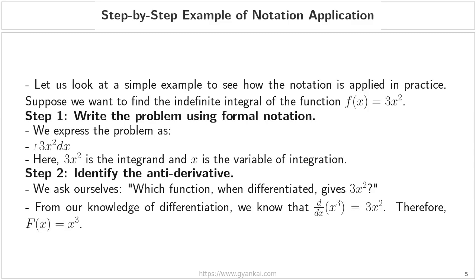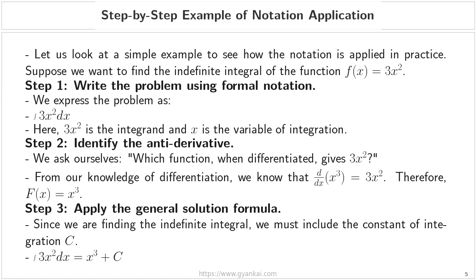Step 2 is to identify the antiderivative. This is where we need to think backwards from differentiation. We ask ourselves, what function, when we take its derivative, gives us 3x squared? If you recall your power rule for differentiation, you'll remember that the derivative of x cubed with respect to x is 3x squared. So, that means our antiderivative, which we denote as F of x, is x cubed.